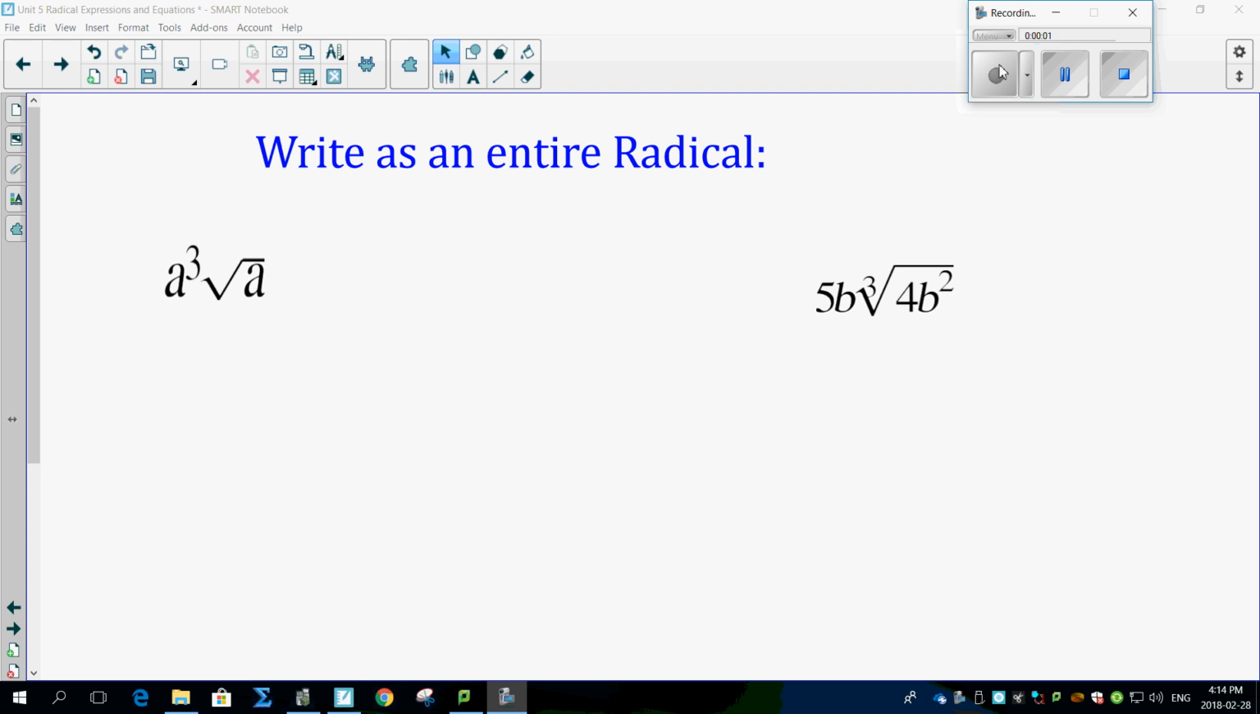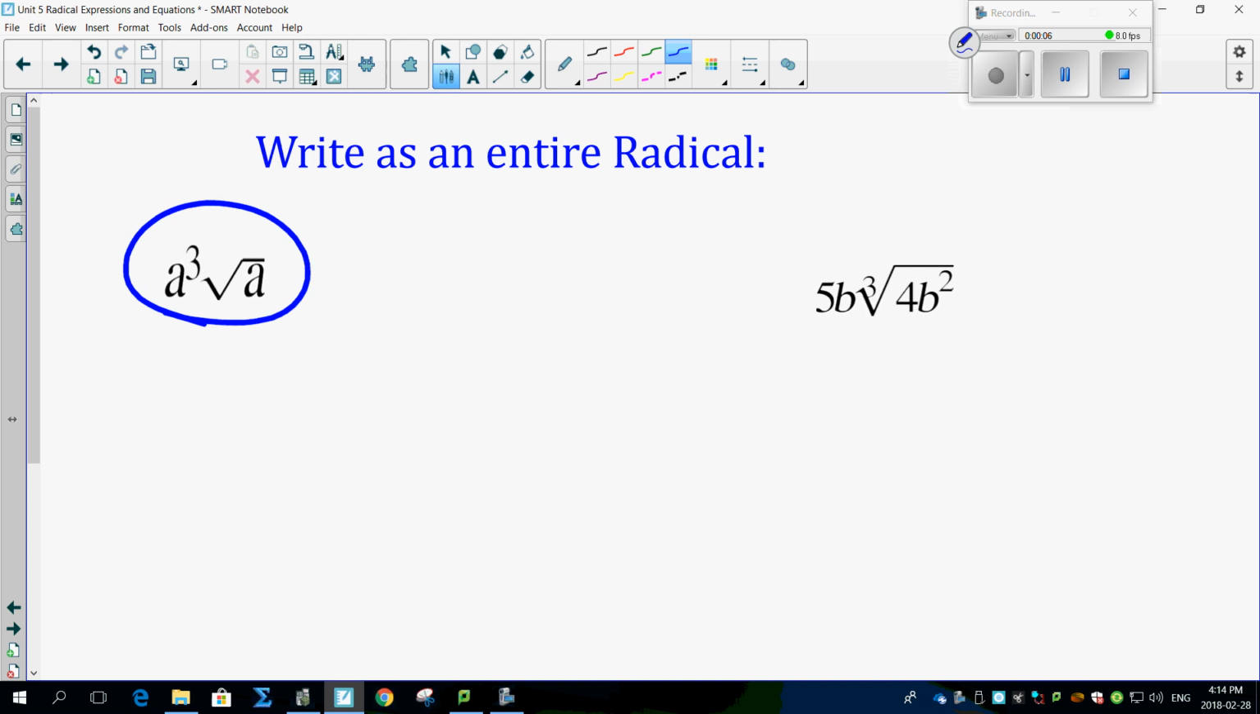So let's look at this. Let's work backwards. We're going from this thing, which is a mixed radical, into an entire radical. Now, maybe we should look at a number question before we deal with something with variables in it. I think that would be a good idea.